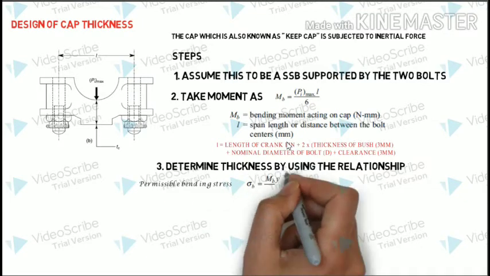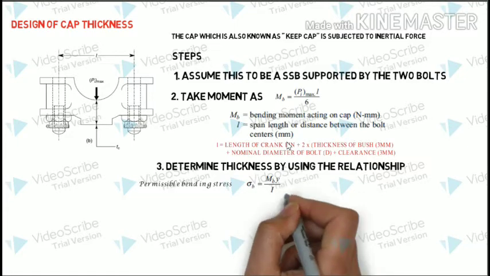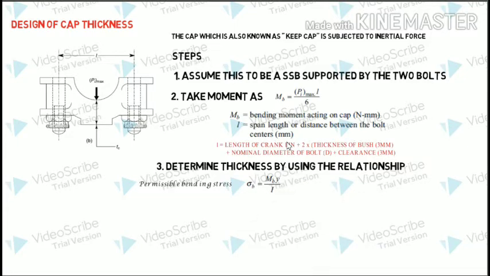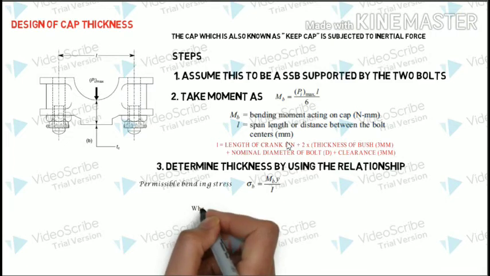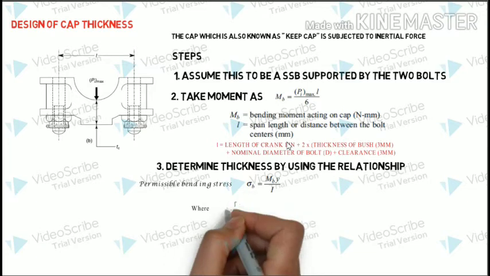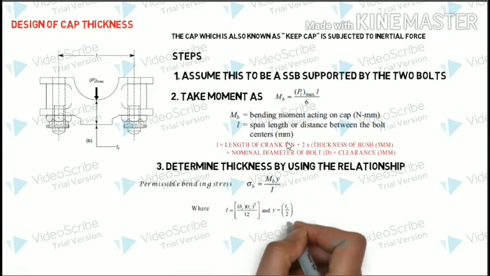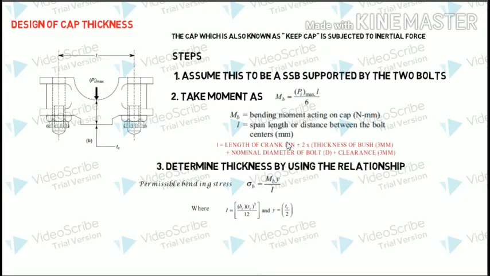we can determine the thickness using the standard relationship for the permissible bending stress. Since it is a bending stress, we'll go with a very standard equation, that is, bending stress is equal to Mb divided by I into y, where Mb is the maximum moment acting in the beam, and I is the moment of inertia of the section, and y is the distance from the neutral axis of the section.